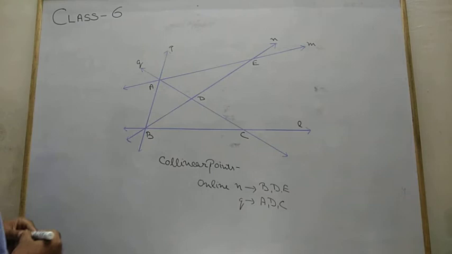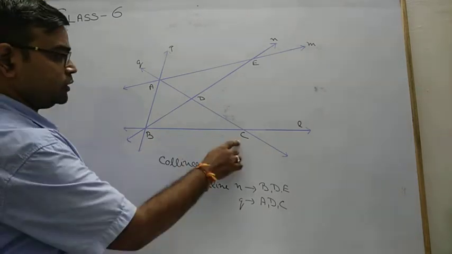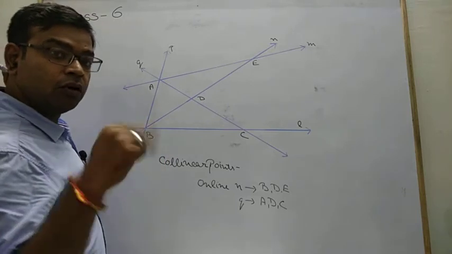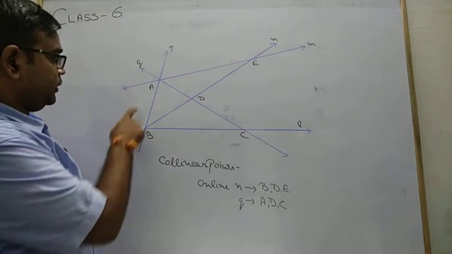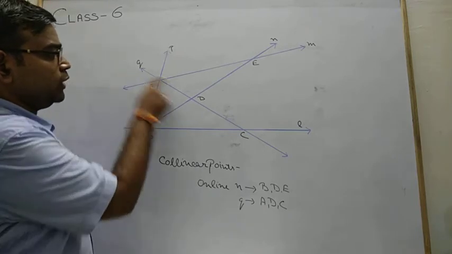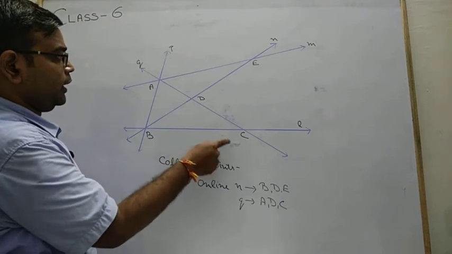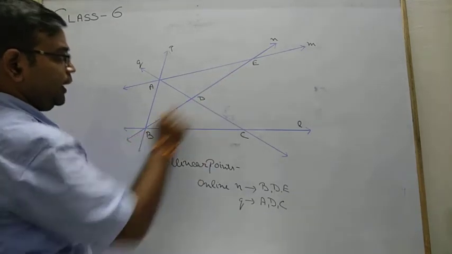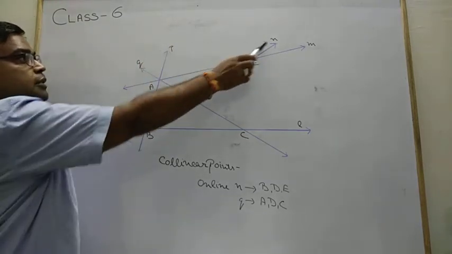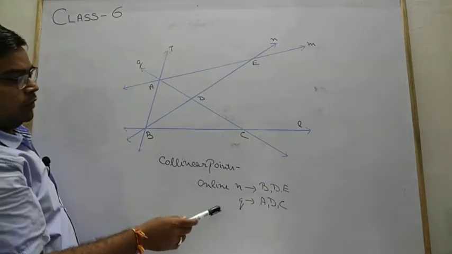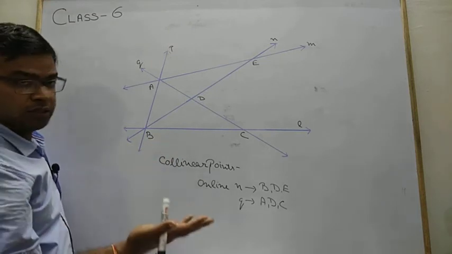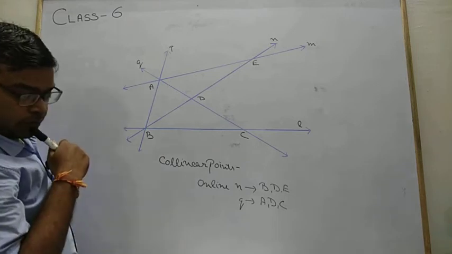So these 2 points are not considered collinear points, because the definition says 3 or more than 3. Even AB is also not considered collinear points. So what we are observing is that there are 2 lines, Q and N, in which we have 3 points on a line, which means collinear points are there. So this is the concept of collinear points.